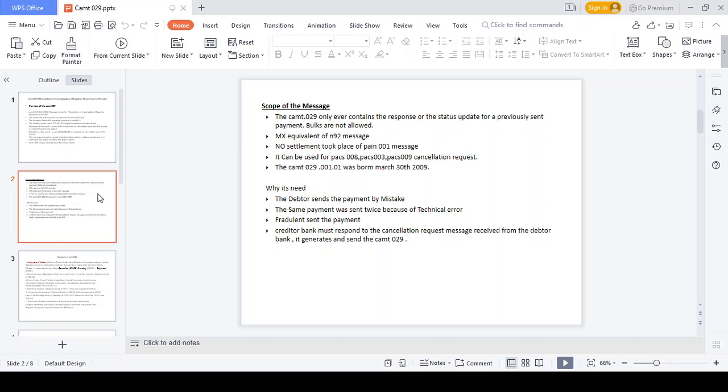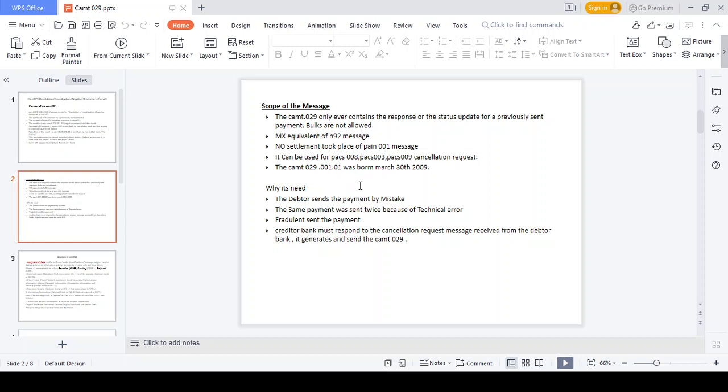Next, the scope of this message. Camt.029 works for a single instruction message. It won't work for bulk instruction. Whenever the payment is initiated with pain.001, it then comes to pacs.008 or pacs.009, and the cancellation is requested with camt.056. The positive response is pacs.004, and the negative response is camt.029.